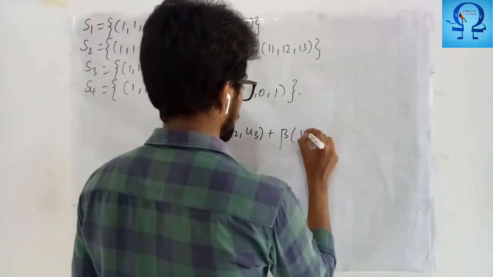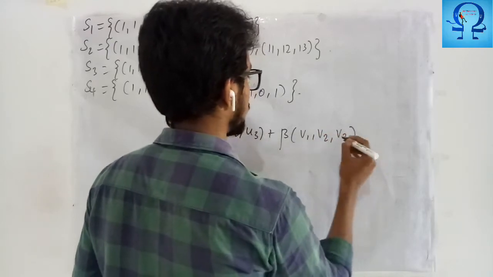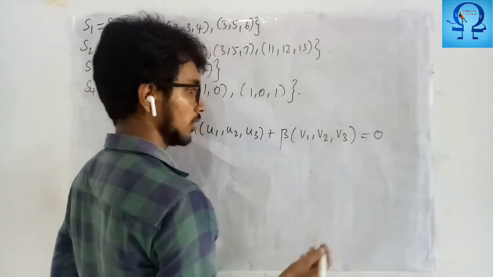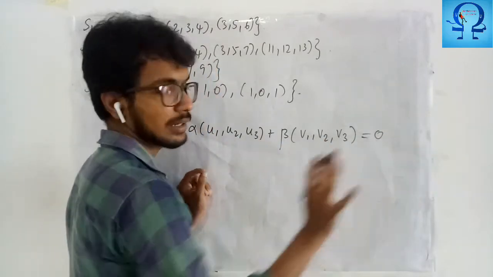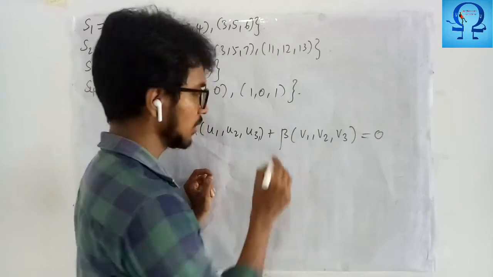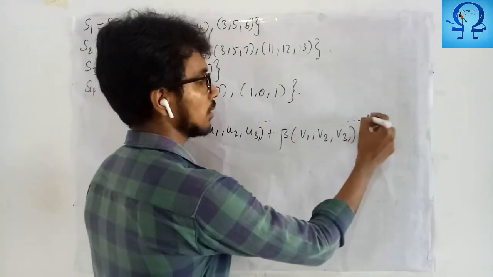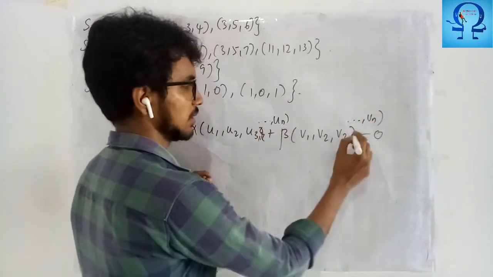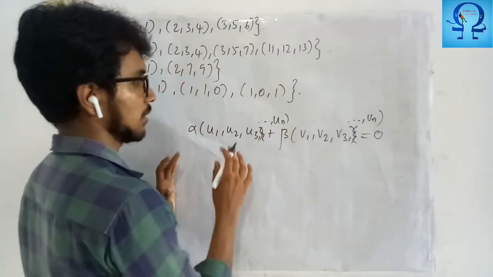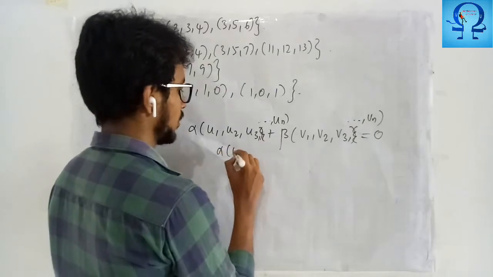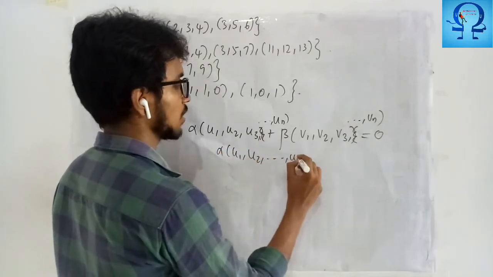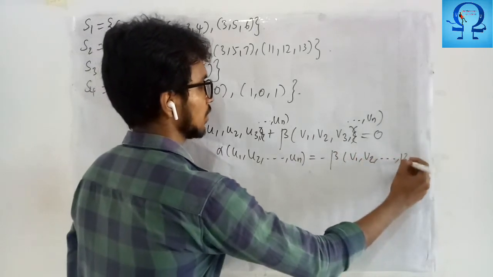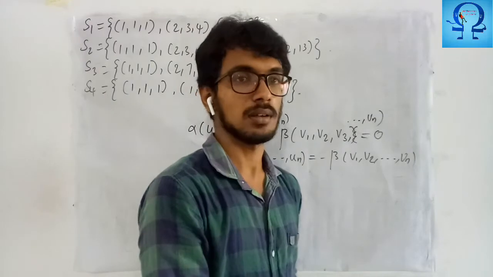Okay, v1, v2, v3, this is what we have, right? Suppose this is equated to 0. It may be any number of vectors, so it need not be till 3, it may go on till n, any number. So we have something of this sort. Suppose you take this to that side, what will you have? Alpha times of this thing is minus beta times of this thing. You must have something of this sort, right?